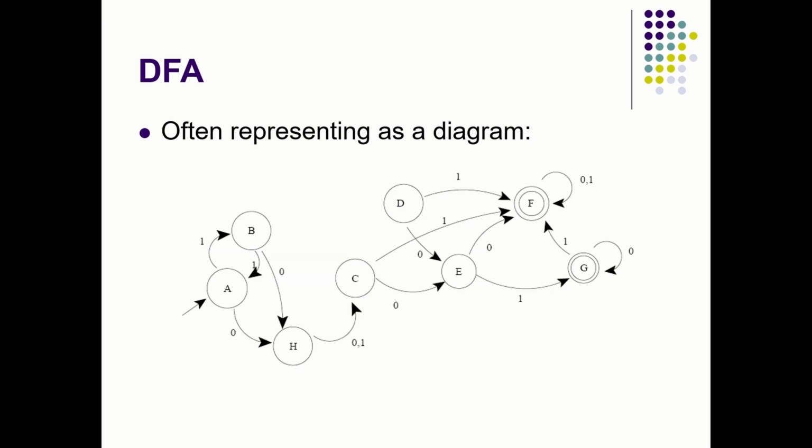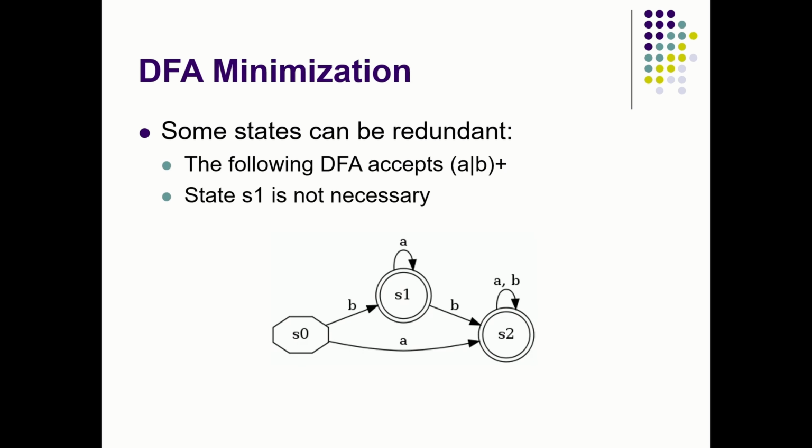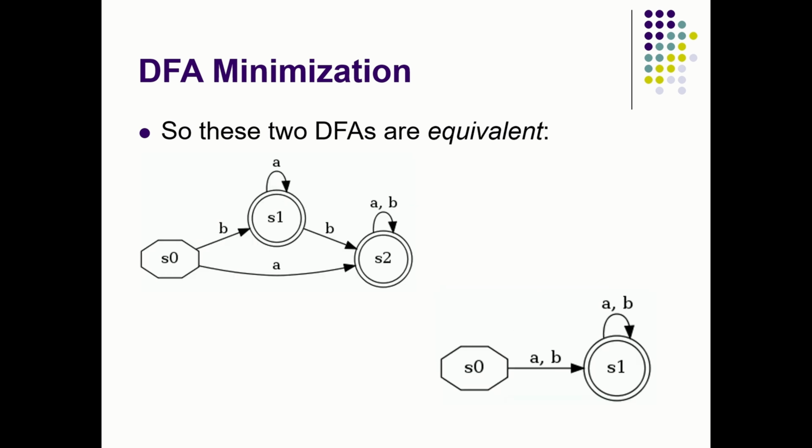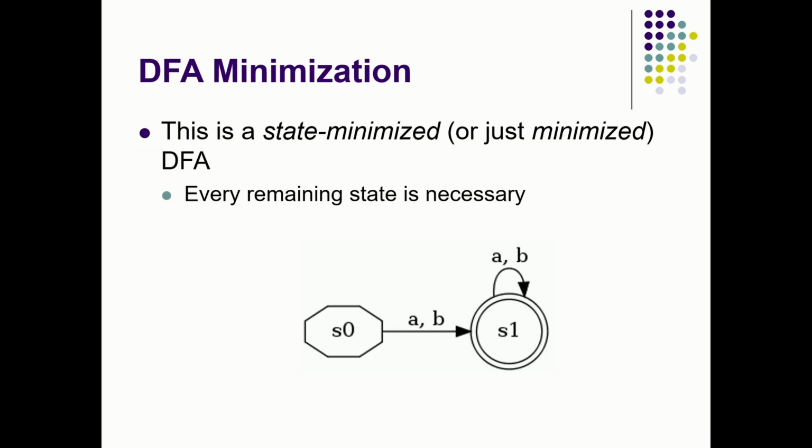DFAs are commonly represented as state diagrams to visually demonstrate transitions between states based on inputs. DFA minimization helps reduce the number of states in a DFA by eliminating redundancies while preserving its functionality. For example, in a DFA accepting repeated inputs of A or B, certain states may be unnecessary. Two DFAs are equivalent if they accept the same language. DFA minimization ensures that the equivalent DFA uses the minimal number of states required to perform the same function.